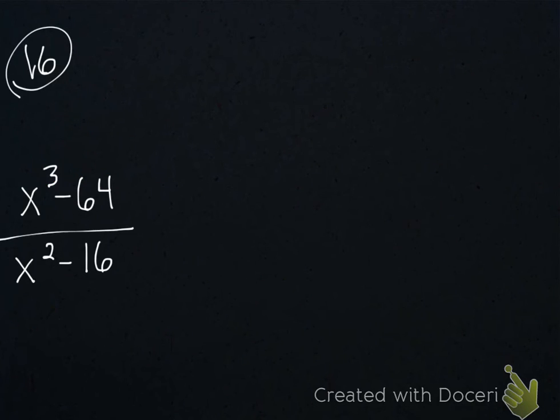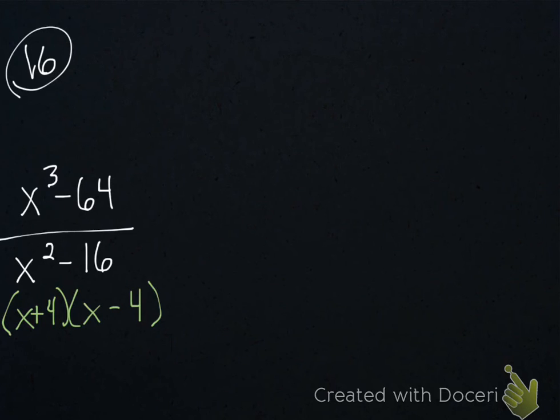Number 16. Now we're just plain evil. We have a square and a cube in the same problem. Let's do the square first. X squared and 16 are both perfect squares. So I'm going to have an x at the front. And what's the square root of 16? 4. So I'm going to have a plus 4 and a minus 4.